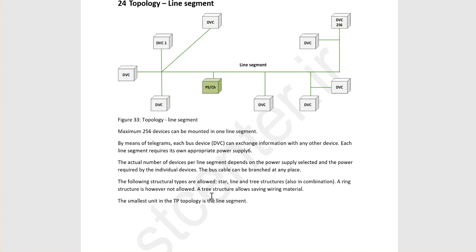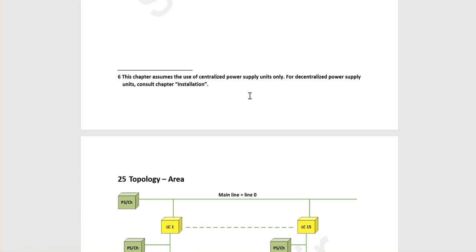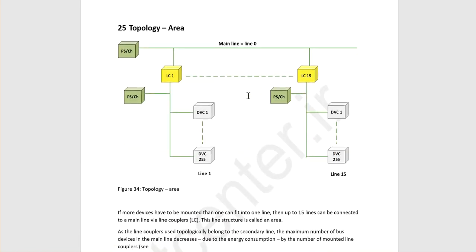And of course, you should consider that we never use a resistor in KNX topology. The smallest unit in KNX topology is a line segment. Nowadays, the line segment is equal to one line, so it's 256 devices in one line segment, including line repeater and line coupler. And before, the line segment was 64. It includes 64 devices. Yeah. Okay.